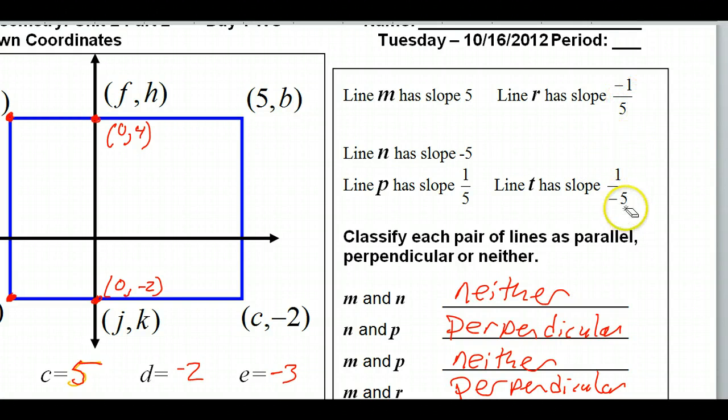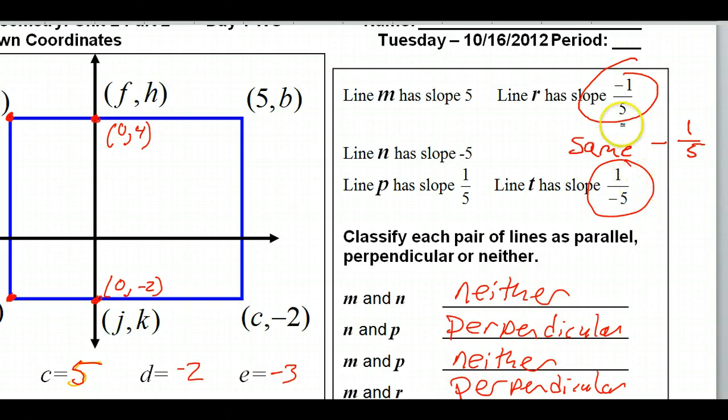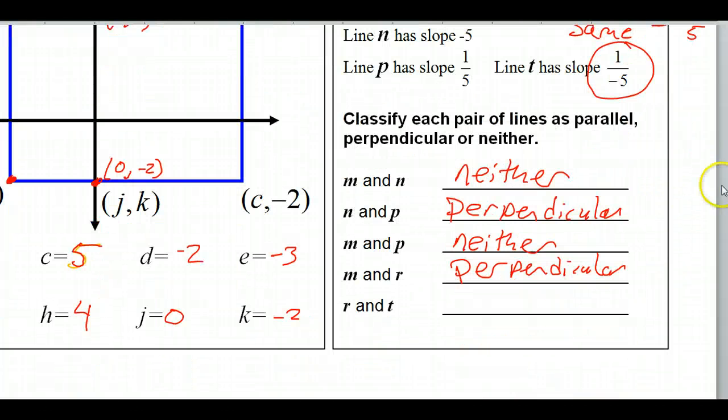Notice that these slopes are written a little bit differently, but they really have the same value. I need you guys to understand that -1/5 and 1/-5 are the same. They both mean the same thing as -1/5. It doesn't matter if the negative sign is in the top, the bottom, or right in the middle. All 3 of those things mean the same thing. So these are parallel, because that's the same slope. That's it for the warm-up.